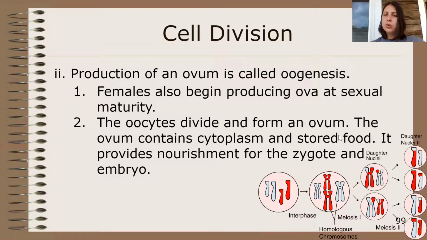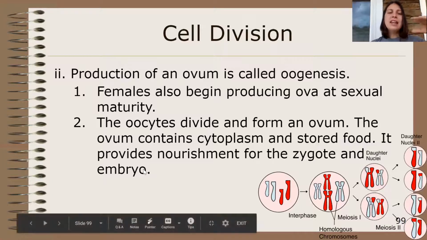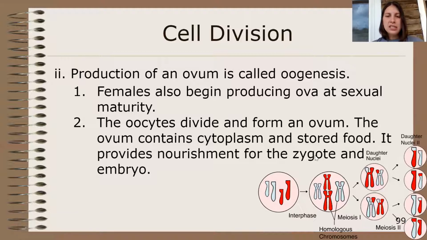It also stores a little bit of food so that when the zygote is formed and then turns into the embryo, it has some kind of nutrient. Because at this point, when it's the zygote, it hasn't attached to the uterus. It's still just floating around wherever it got fertilized. It's important that it attaches to the uterus because that's a direct line of food.